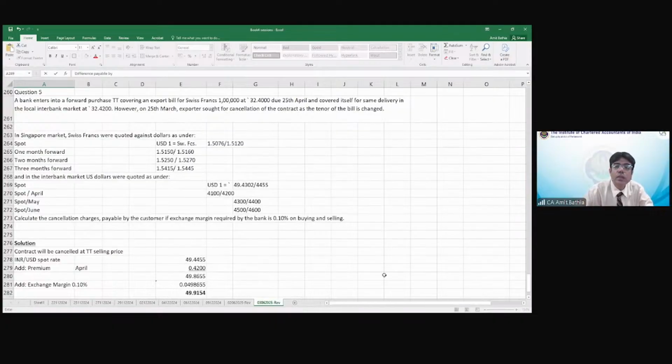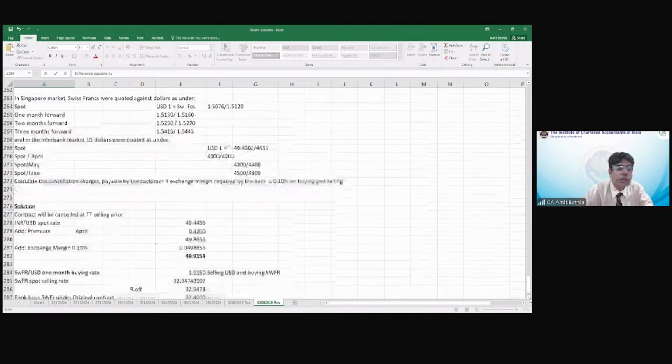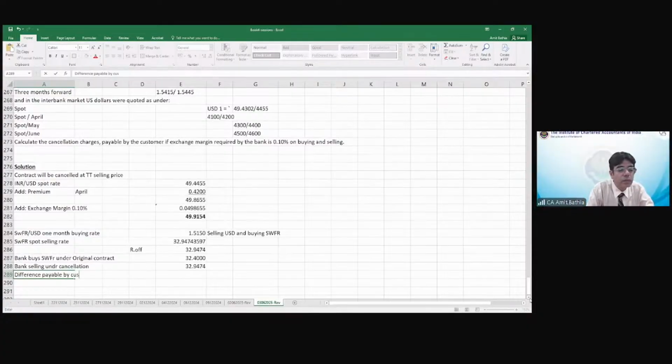So here we don't have the name of the customer, so we will say payable by customer. Who is going to pay that difference? 32.9474 minus 32.40. The bank says I have to pay this 0.5474 additional because of you. To close this position, I will now need to buy from the market, and when I'm buying in the market, I am paying rupee 0.5474 extra per Swiss franc. So they are going to charge the customer.